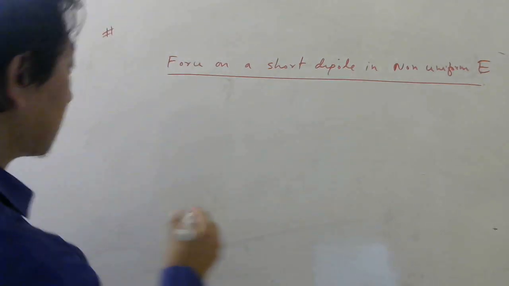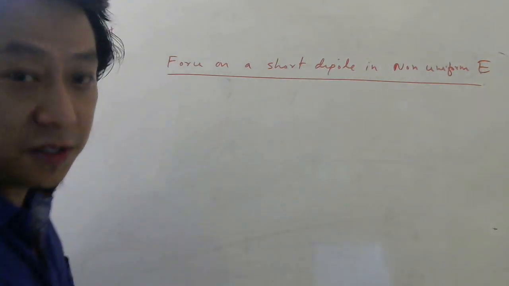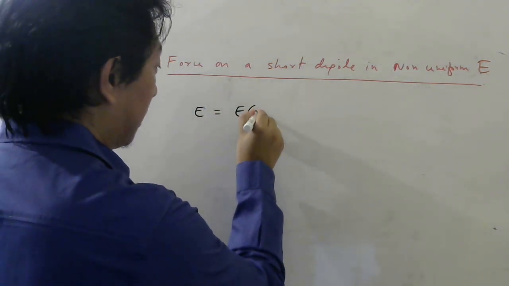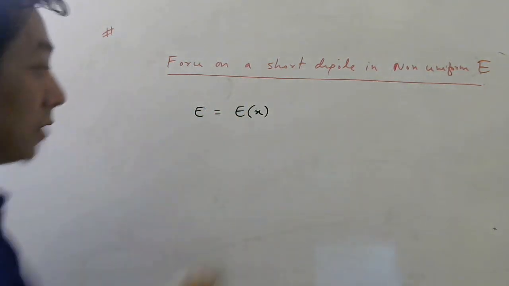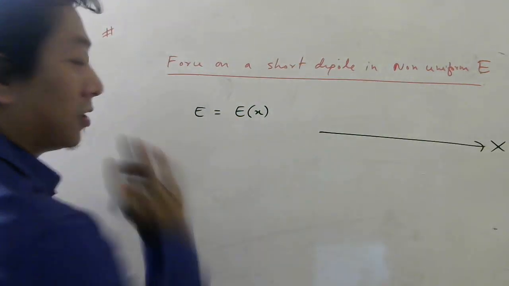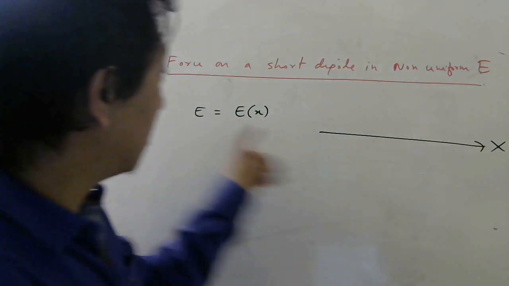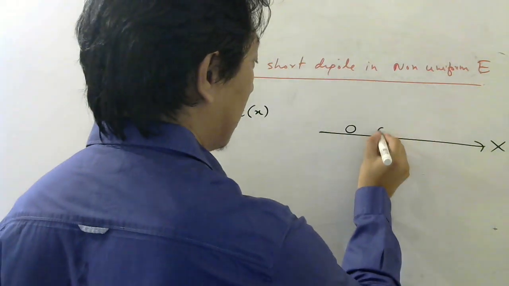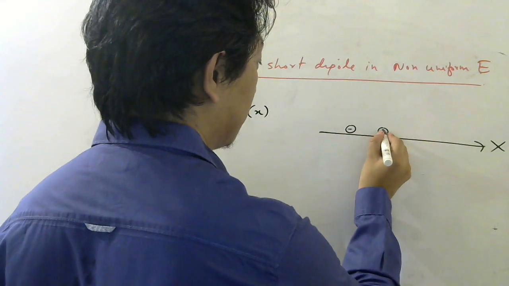So we will make the situation simple first. We will say E is a function of x. That means along x-axis E is changing, so E is not constant. E is a function of x coordinate. And I have kept a small dipole like this, a short dipole like this.